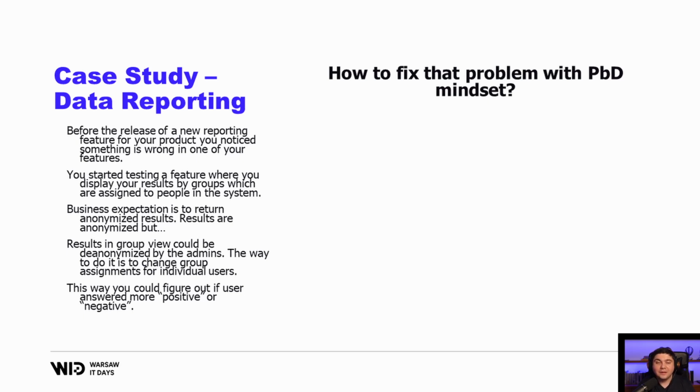What does it mean? Well, the admins of the system could change a group of a user so they could understand if some user answered more positive or more negative. So this tells a story that one specific user can discover some more positive, more negative answers of some specific people. How do you fix that specific problem with privacy by design mindset?